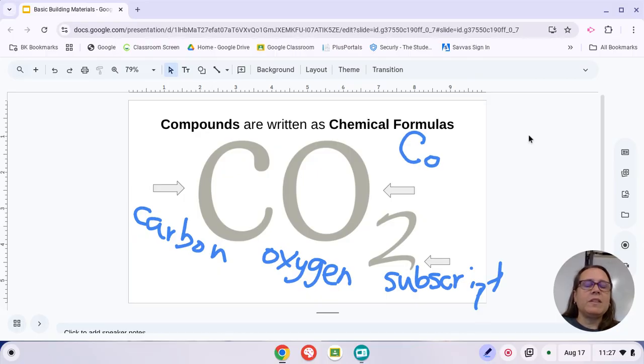So it only says how many of the element it comes directly after. Technically, we just have 1 carbon, but we don't usually come in here and write a 1 like this. We don't say C1O2. It doesn't work that way, okay?